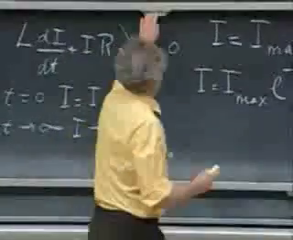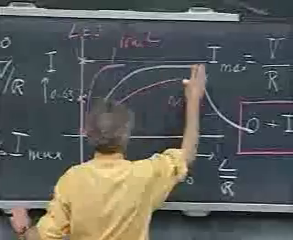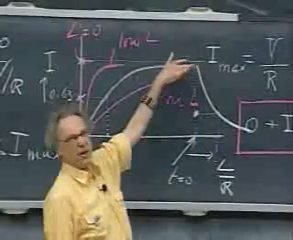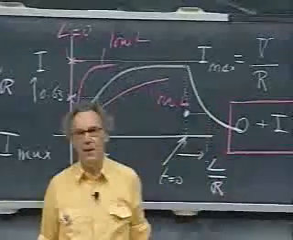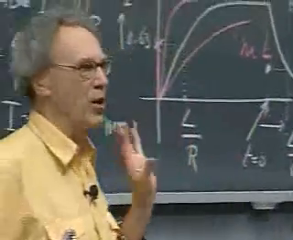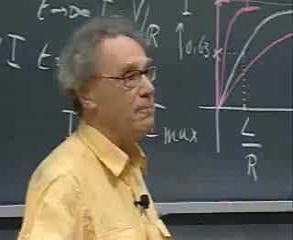When the current was running happily here with the battery in place, the current was, let's say, all the time I max. At least very close to that value, V over R. And so all the time there was heat produced in the resistor, I squared R joules per second. Who was providing that energy? Well, of course, the battery.